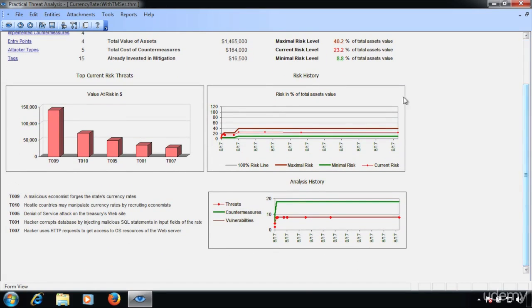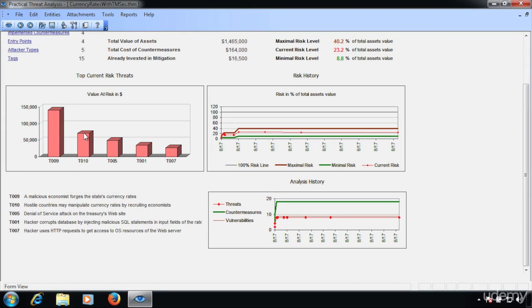Moving on, you see that the tool visualizes the threats, risks and our analysis. We have here a chart for the threats. T refers to threats, and we can see the legend for T9 is malicious, forge the current currency rate. And this is the impact of this threat. If this threat was successful, the impact of it might reach $150,000. This is our cost if the attack was successful.